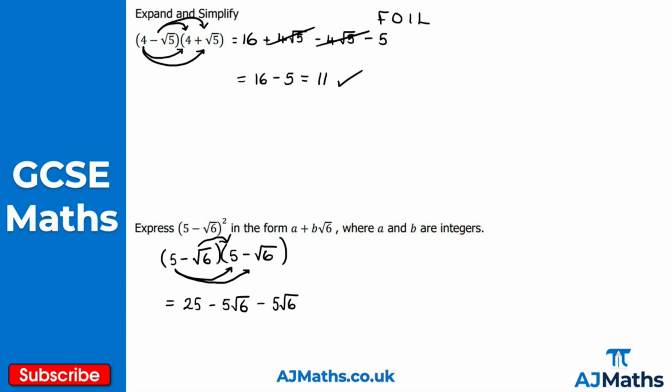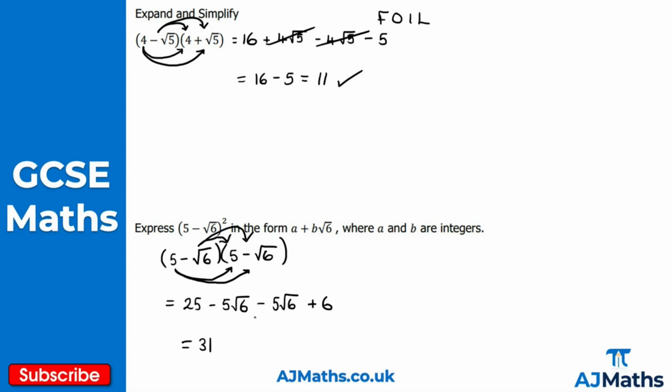And then finally, we've got minus root 6 times minus root 6 there. Now just be very careful here, because I've got a negative number times another negative number, then it becomes positive. So what I'd get there is positive, the square root of 36, which would give me plus 6 there. And what I need to do now is just simplify here. So I've got 25 plus 6, that would give me 31.